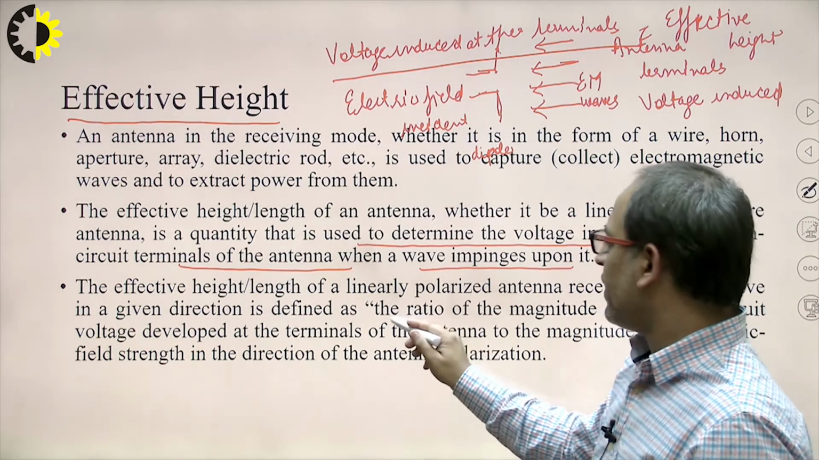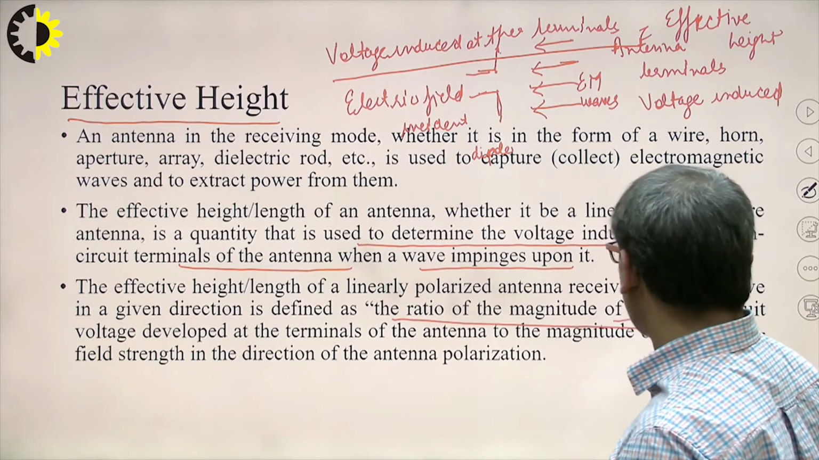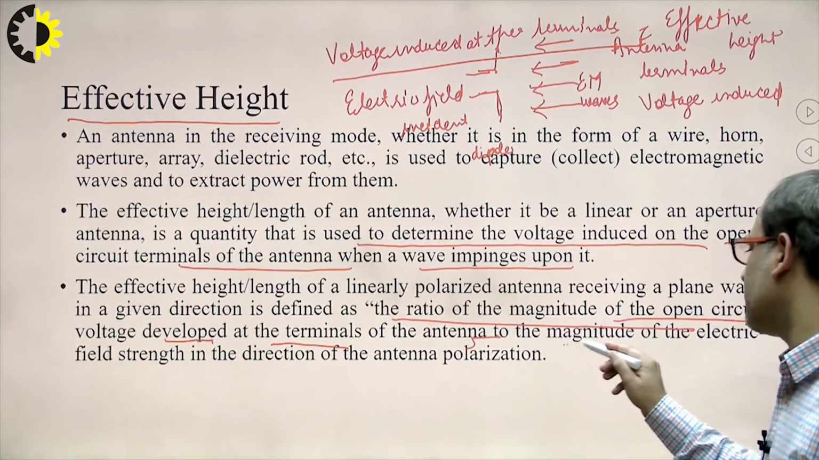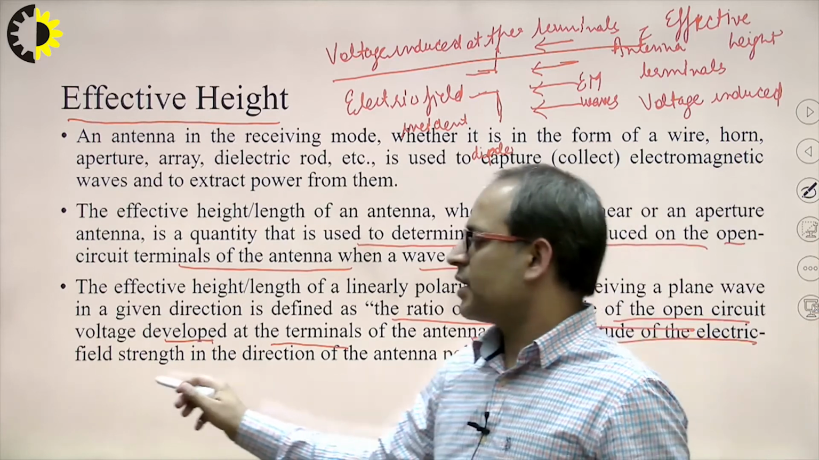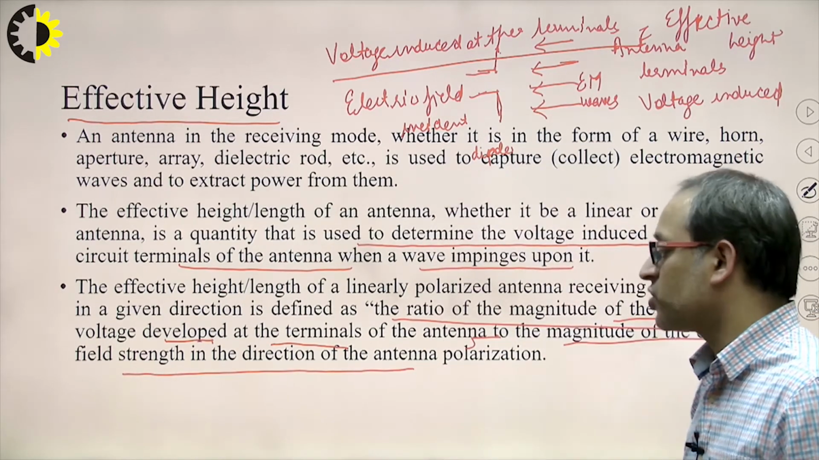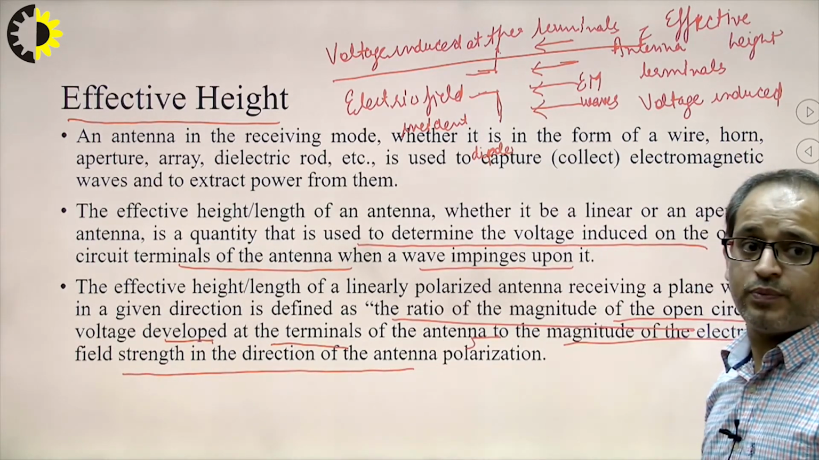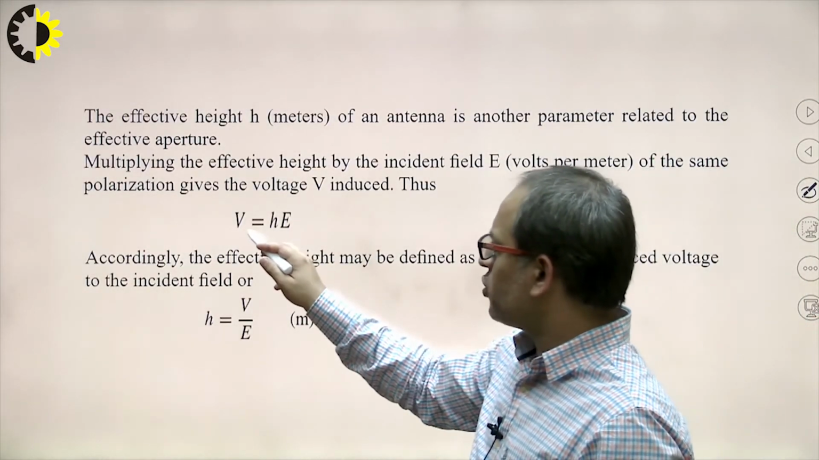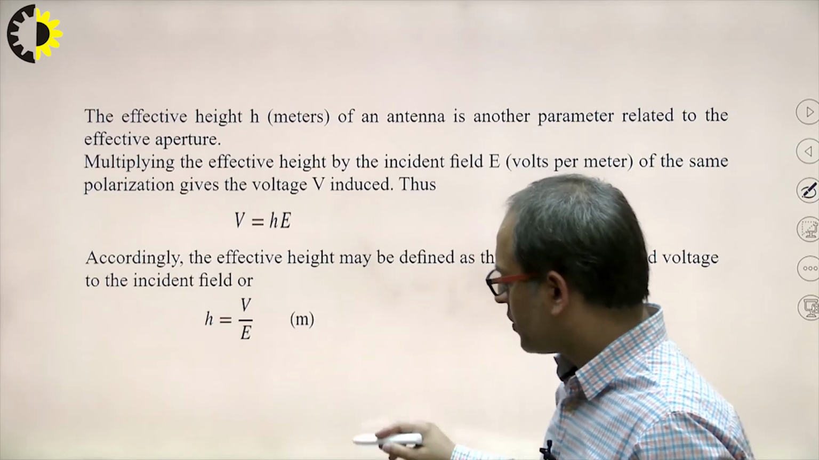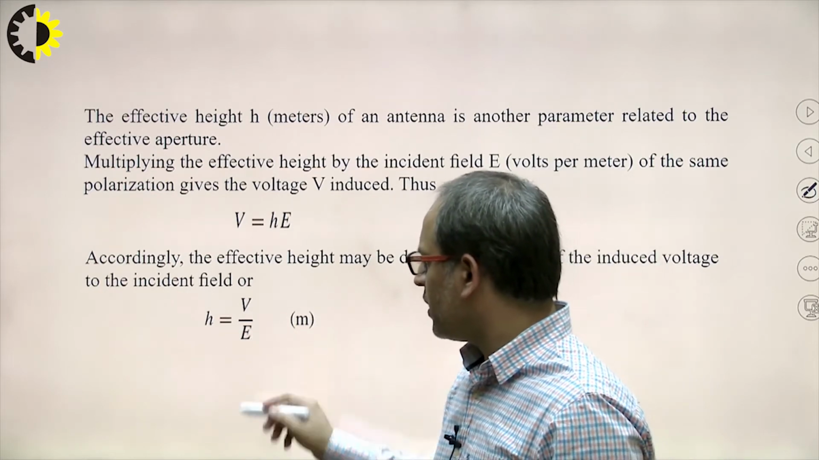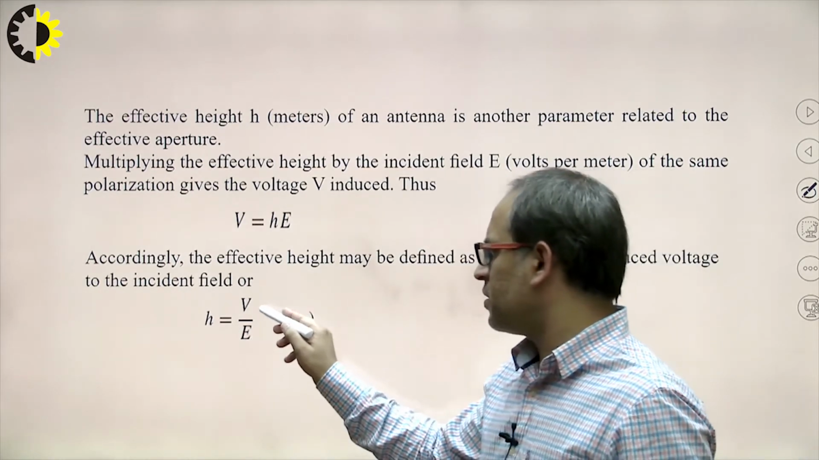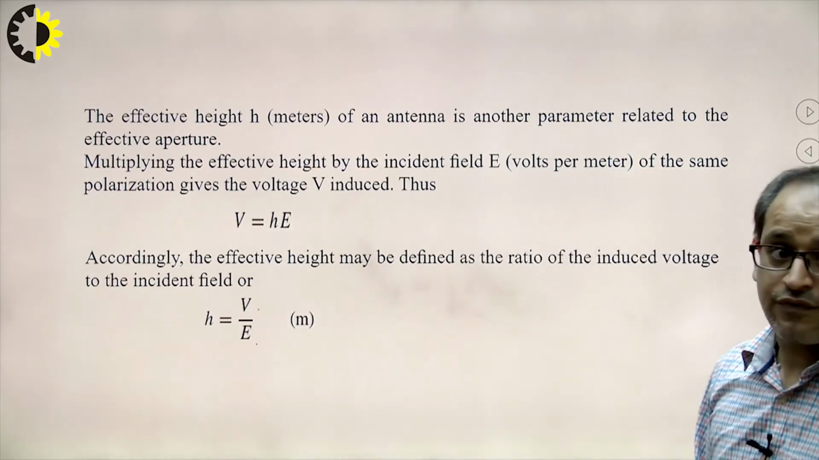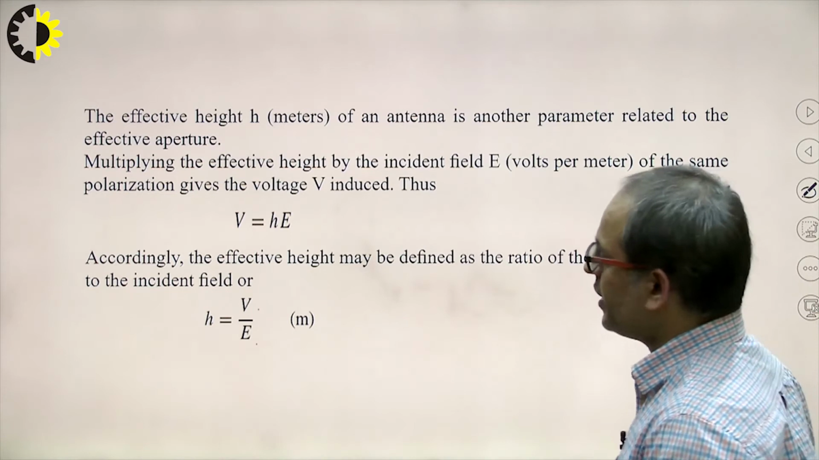Clear? The effective height is defined as the ratio of the magnitude of the open circuit voltage developed at the terminals of the antenna to the magnitude of the electromagnetic field strength in the direction of the antenna polarization. Clear? So V equal to H into E. So H will be V upon E. So this H is the ratio of the voltage induced divided by the electric field incident on the antenna.